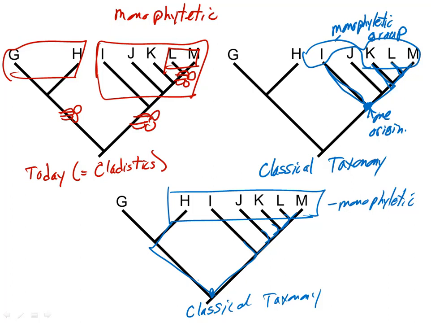If we do the cut system, we would have to make one cut here and one cut here to get our group that consists of H, I, J, K, L, M. So it would really be two cuts. So it's not monophyletic under the cladistic definition, but this is monophyletic under classical taxonomy.